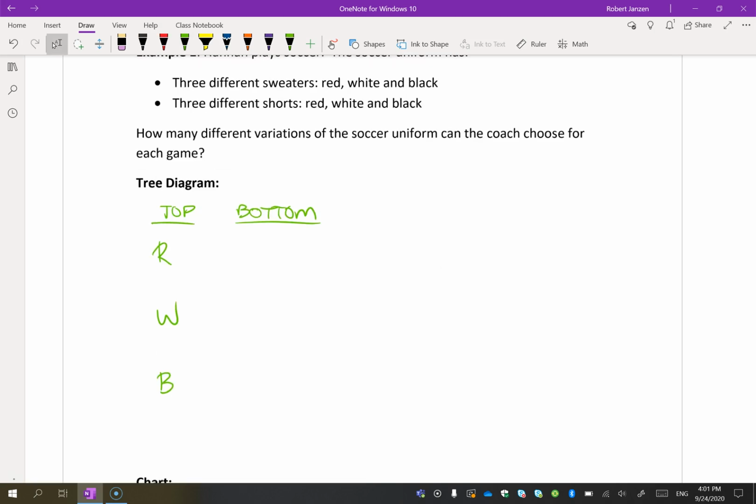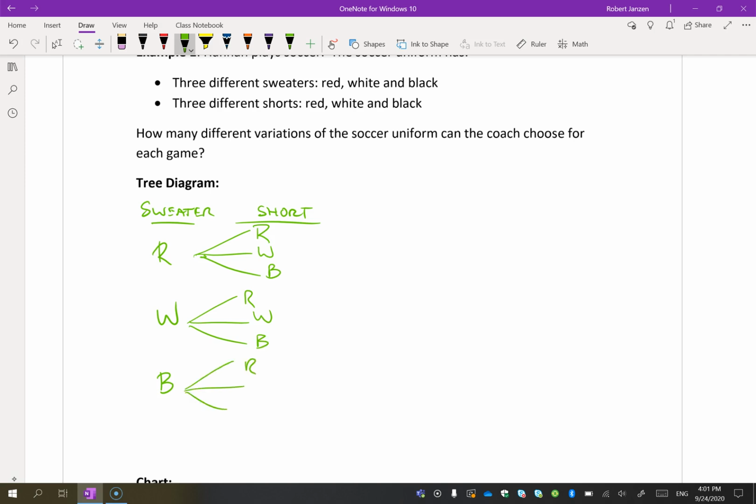And then for the shorts, or the bottom, maybe if you don't like top and bottom, if you want to put sweater and short. Okay, if she puts on the red sweater, what could she have for short? Well, it could be red, white, or black. If she puts on the white sweater, what could she have? Red, white, or black. And if she puts on the black sweater, again, she could have red, white, or black.